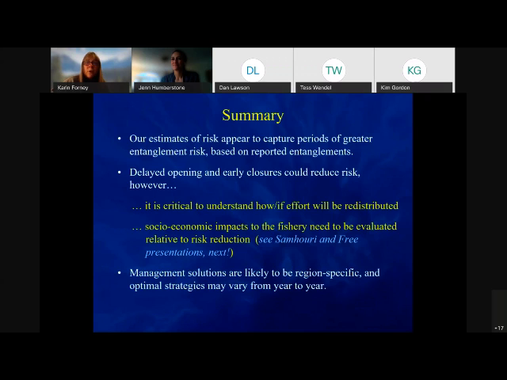Our analysis also showed that management solutions are likely to be region specific, and the optimal strategies may vary from year to year. But this tool that we've set up can help guide an evaluation of alternatives. And we're hoping that it will be helpful moving forward.